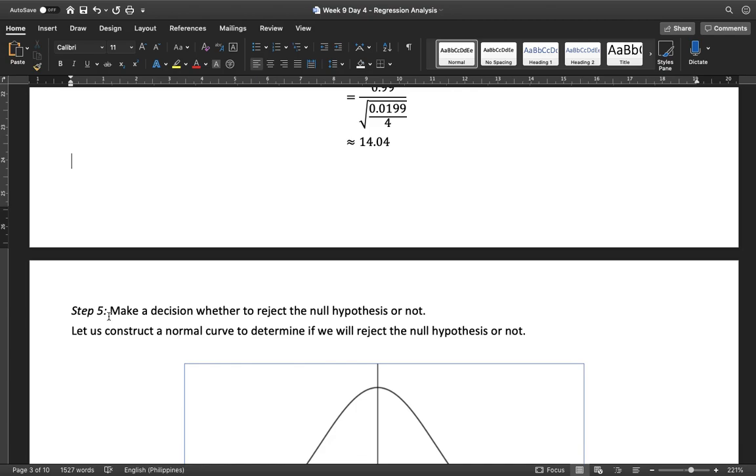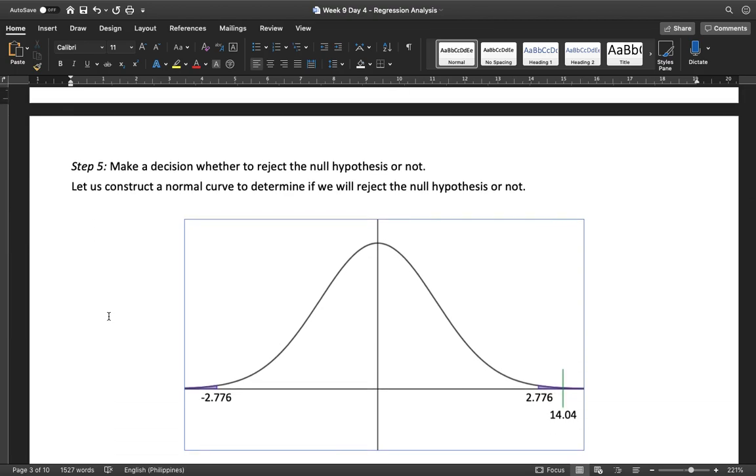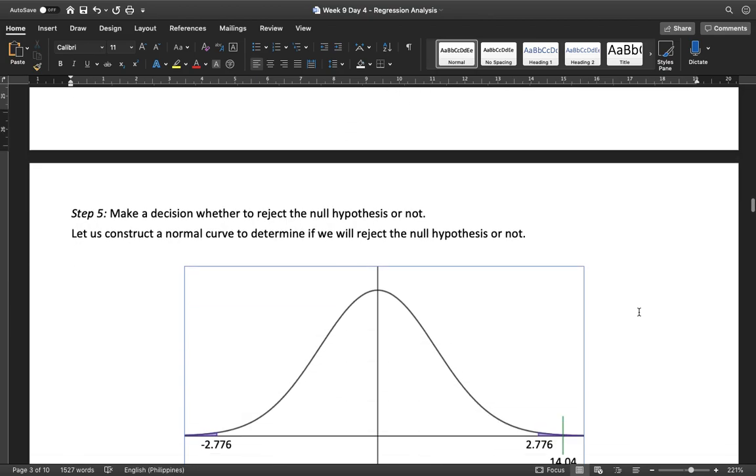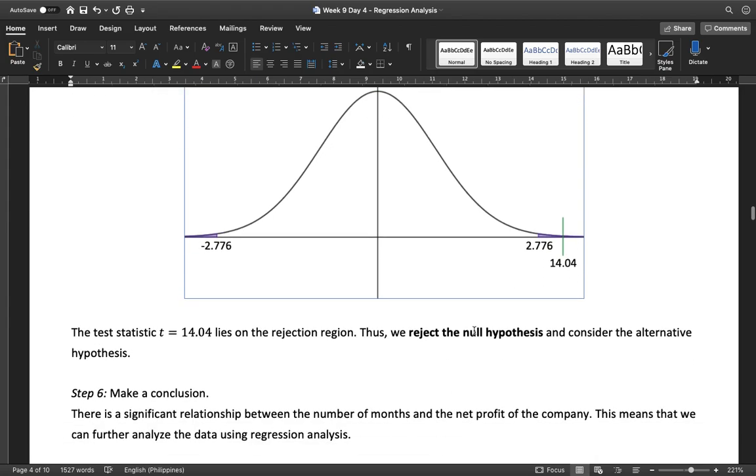Next, step 5. Make a decision whether to reject the null hypothesis or not. So, paano ginagawa yun? Construct tayo ng normal curve. Ito yung normal curve natin. Yung critical values natin, negative 2.776 and positive 2.776. Ang test value natin, 14.04. So, it's right here. As we can see here, it is on the rejection region. So, we will reject the null hypothesis and consider the alternative hypothesis.